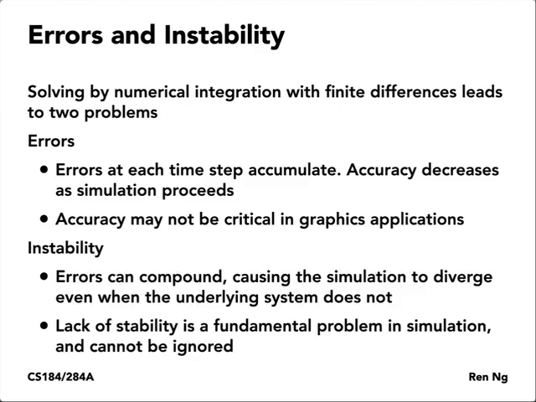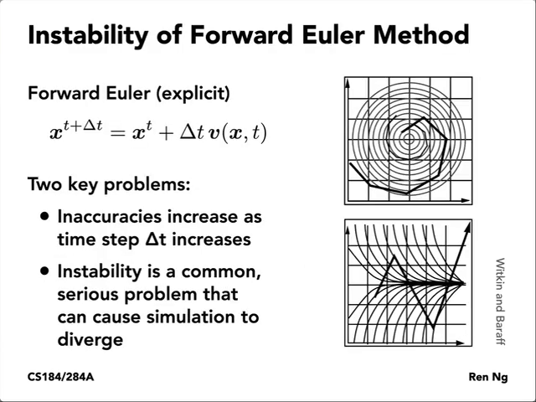Okay, so that's what instability is. In instability, the errors not just add up, they compound and they cause the simulation to diverge to infinity, even when the underlying force system does not have those properties at all. Lack of stability is a fundamental problem in simulation, and it cannot be ignored. Let's look at a couple of examples of this. So, instability of the forward Euler method.